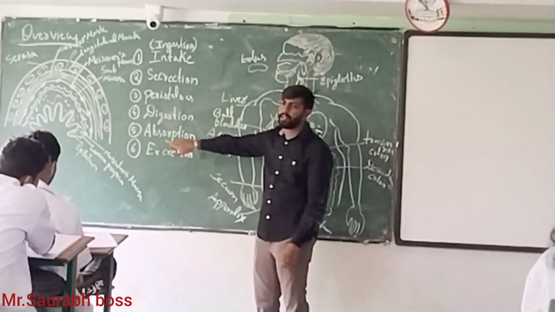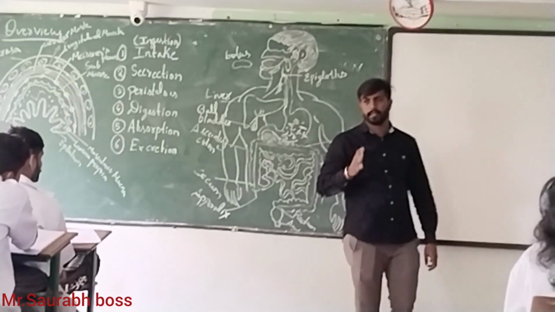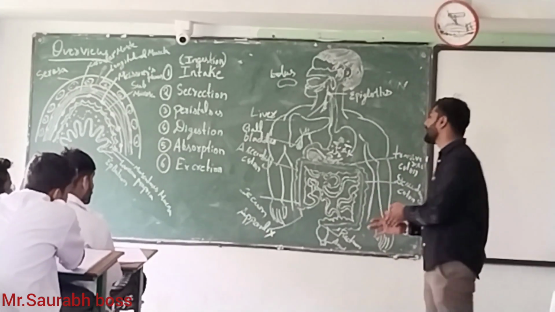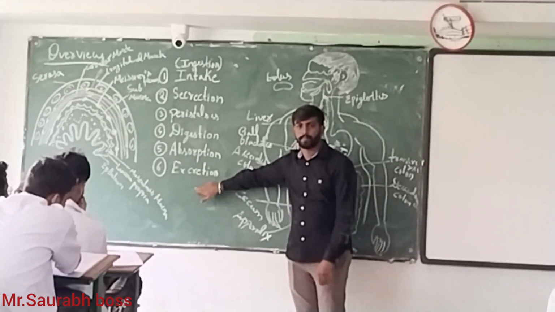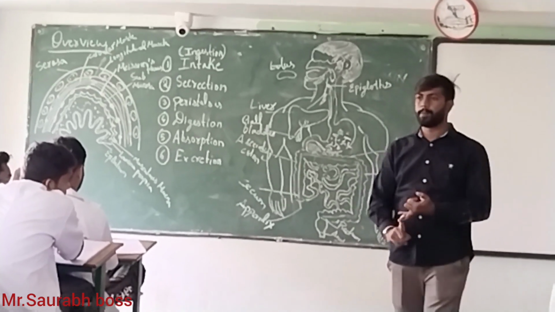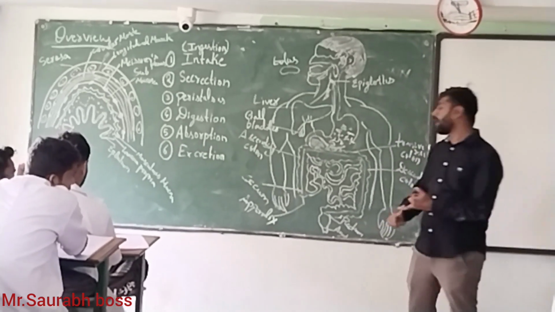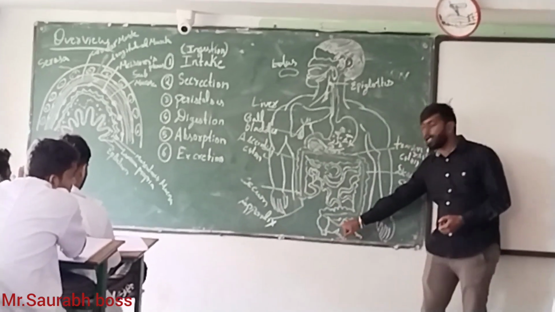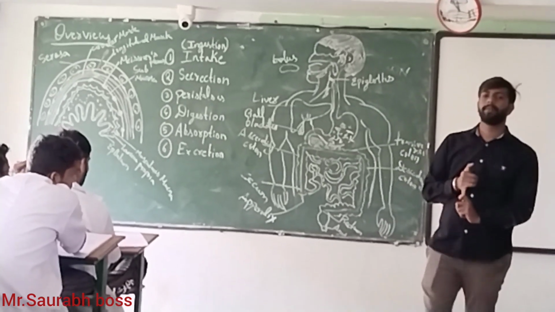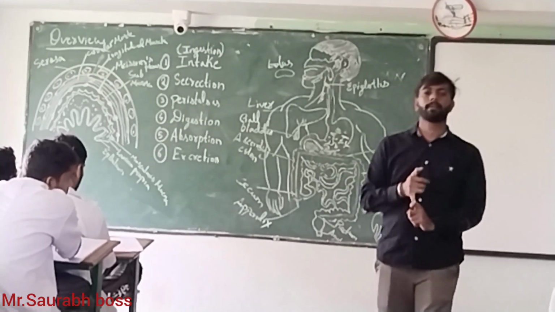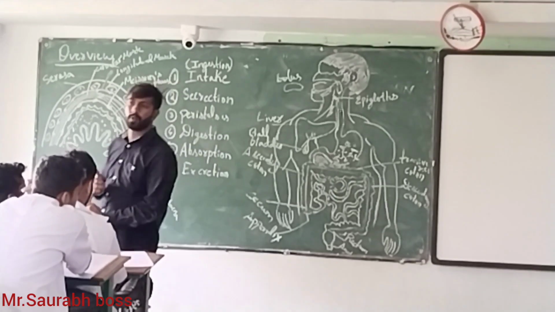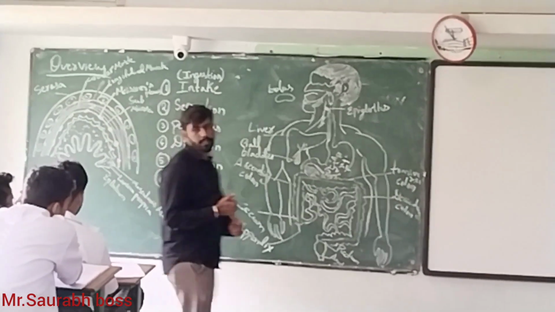Then absorption: after it gets digested, it should be absorbed into the blood vessels. Then excretion or elimination. Whatever the undigested products or waste products, they should go outside through the anus. That undigested product, the waste product, what do we call it? Feces. Or some call it fecal matter, or stools.